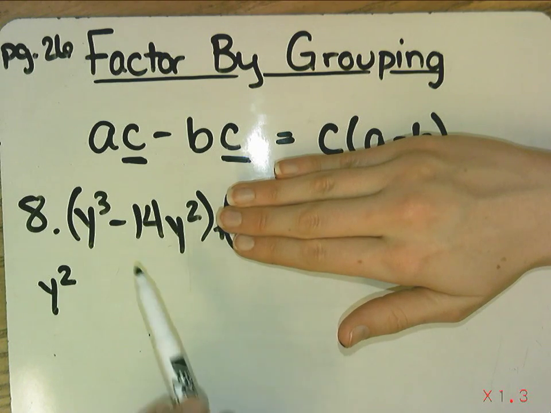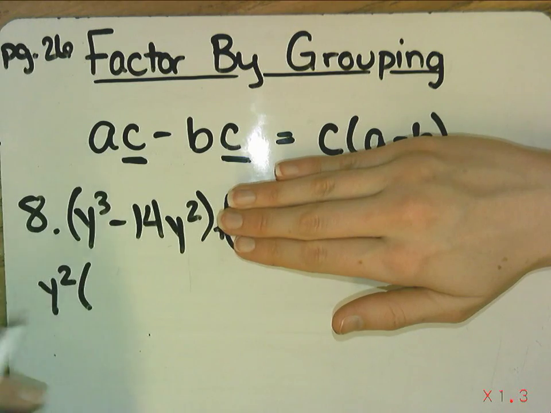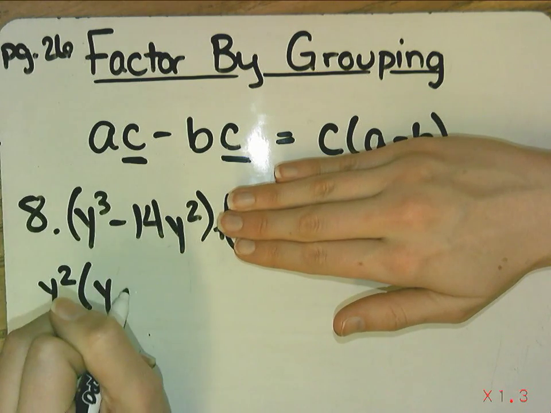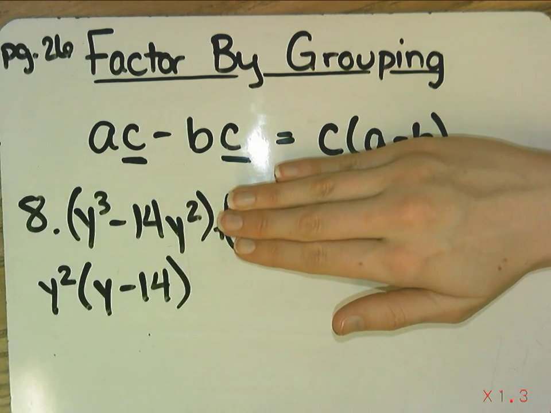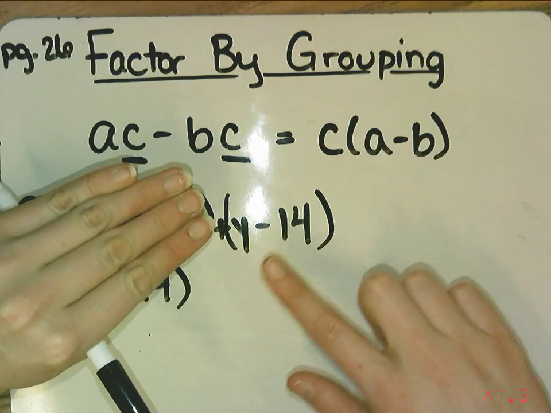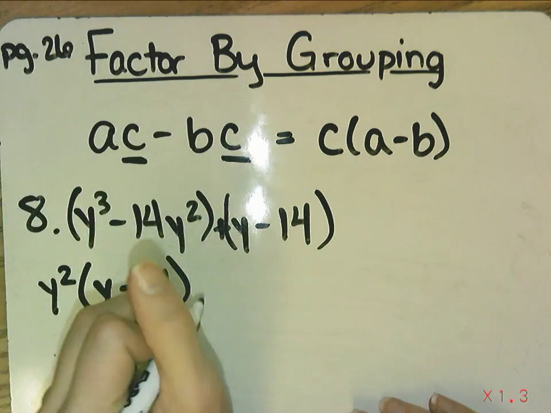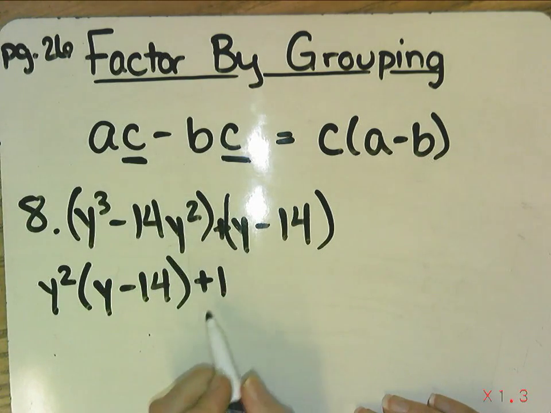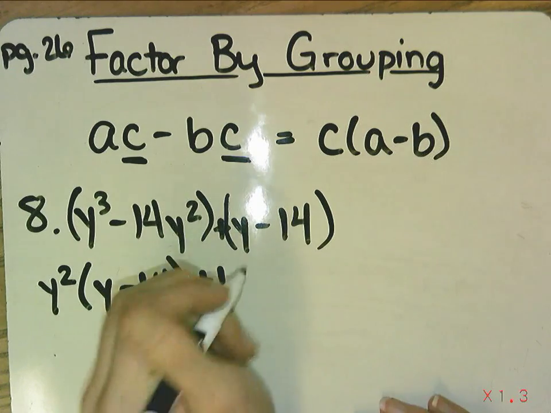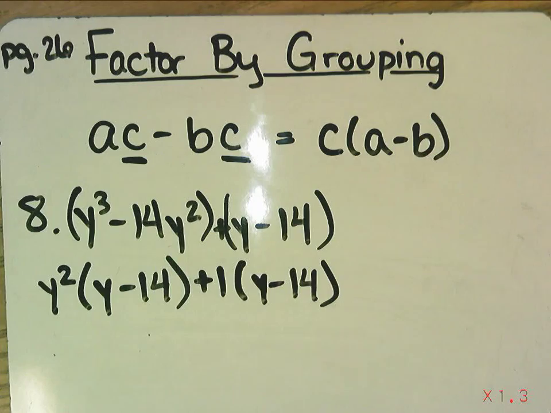That's what we're doing to each of these groupings one at a time. So if I factor out y squared from this, I'll be left with y minus 14. Now I'm going to look at my second grouping. I have y minus 14. Their greatest common factor is positive 1, so I'm going to write plus 1. And when I factor out 1, I'm left with y minus 14.